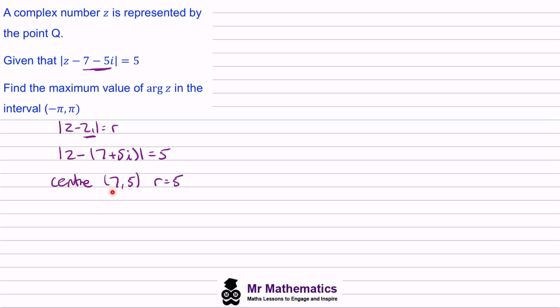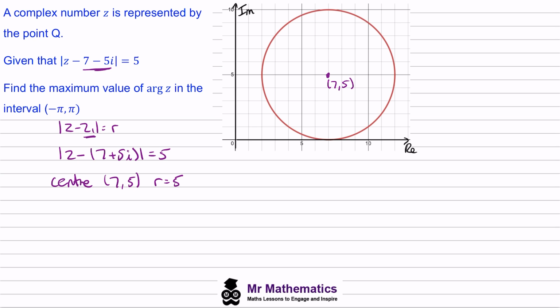So now we can sketch this on an Argand diagram. So we know that z will be at some point along the circumference of this circle, and what we're looking for is the maximum value of the argument of z. And we know that the argument is measured anti-clockwise from the real axis. So in this case, the maximum argument would be somewhere around here.